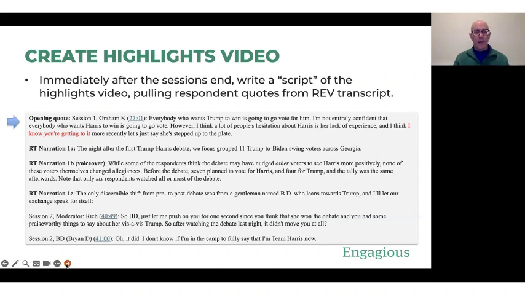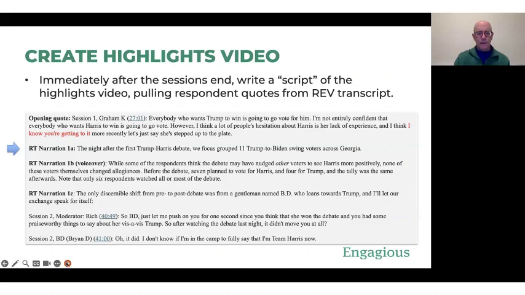Next thing that happened is I started my narration on screen, and I'll show you what that looks like in a second. I started by saying, the night after the first Trump-Harris debate, we focus grouped 11 Trump to Biden swing voters across Georgia. Okay, so I'm on screen. You'll see this in a moment, reading that comment into the computer. And I use QuickTime on my laptop to do that.